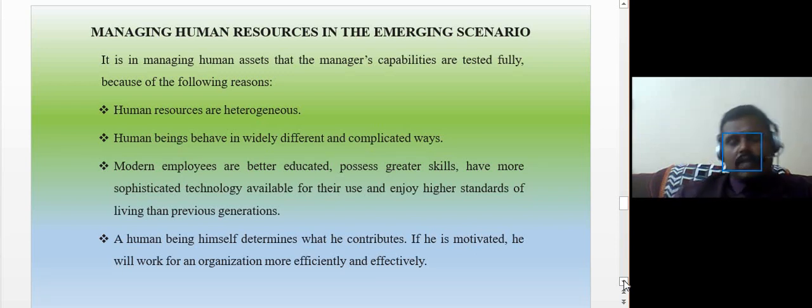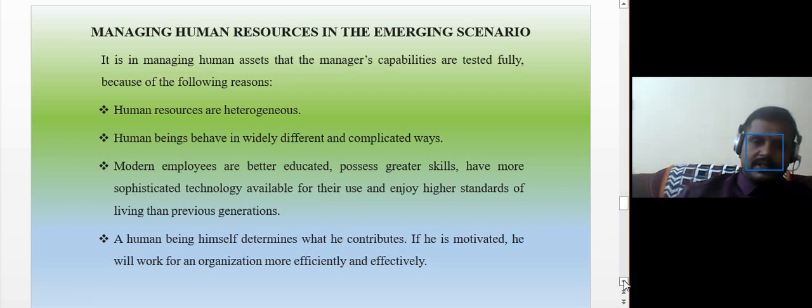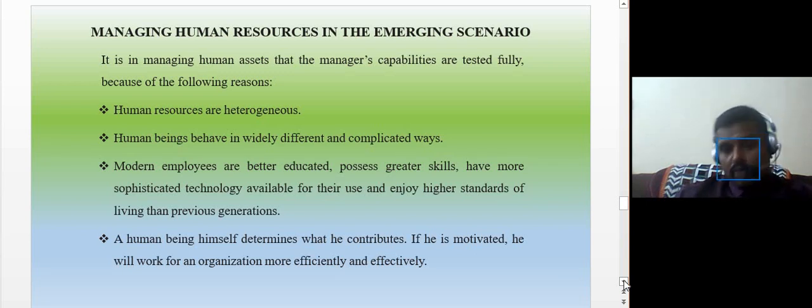How do we manage human resources in the emerging scenario? It is in managing human assets that the manager's capabilities are tested fully, for the following reasons. Human resources are a heterogeneous factor. It is not homogeneous, it is heterogeneous. And human beings behave in wildly different and complicated ways. That is what we are dealing with: human psychology. Without knowing the psychology of a human being, how can you handle people effectively?